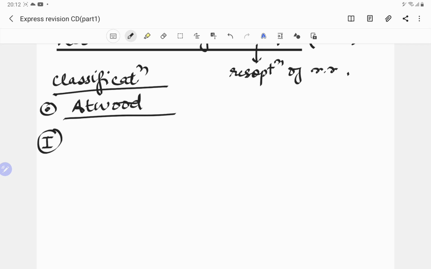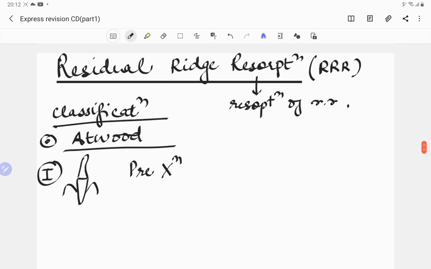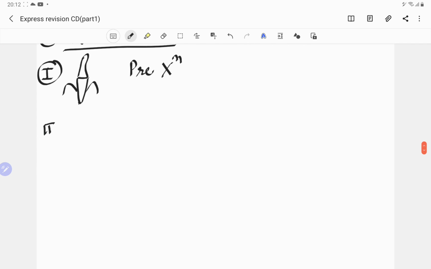Talking about the Atwood classification, when there is a tooth present in the ridge and there is bone resorption still taking place, this is going to be class 1, which is the pre-extraction. So we are talking about before the extraction, when there is a resorption, then that is the class 1 Atwood RRR. Then the second part is the post extraction. So this is the empty socket. So class 2 is the post extraction.